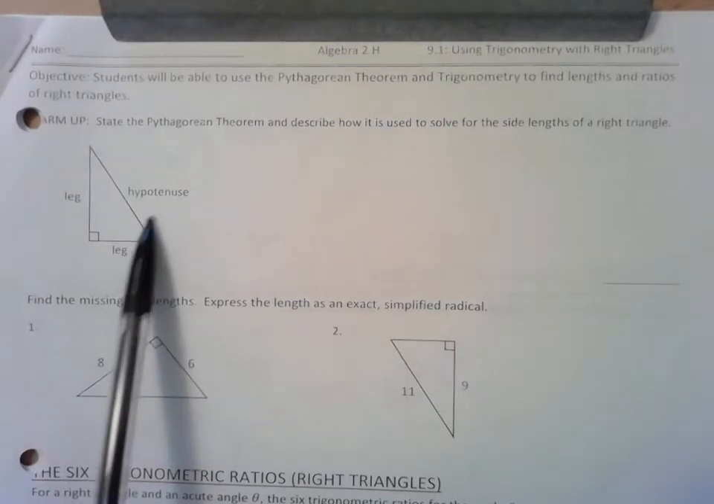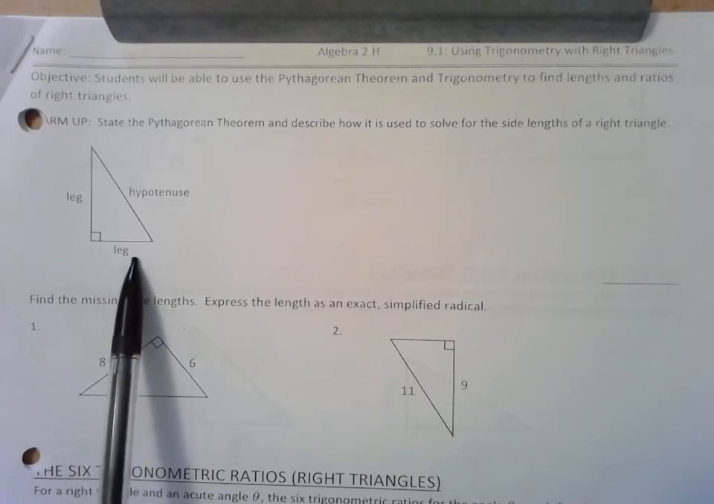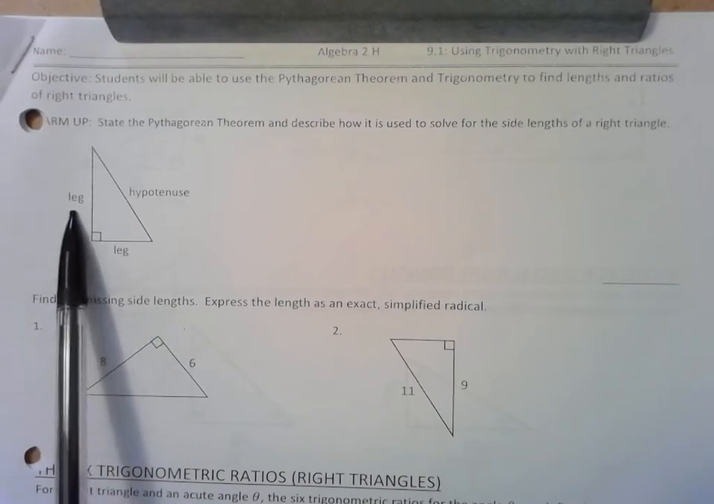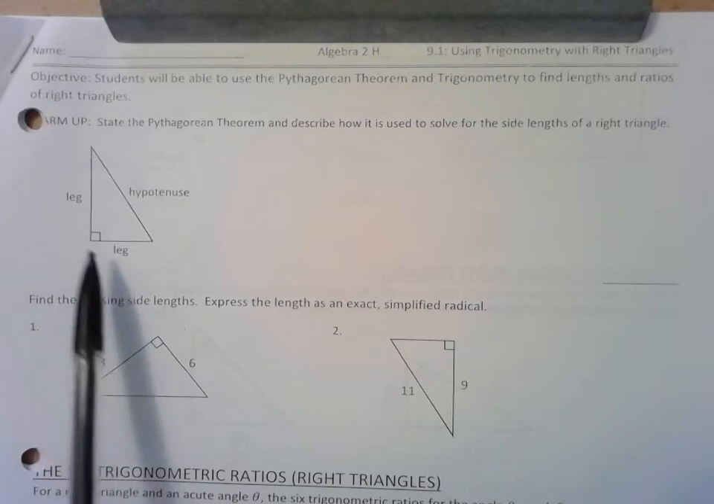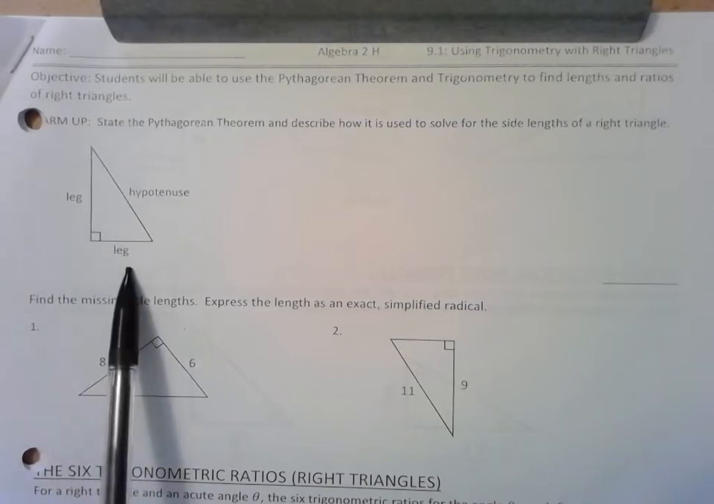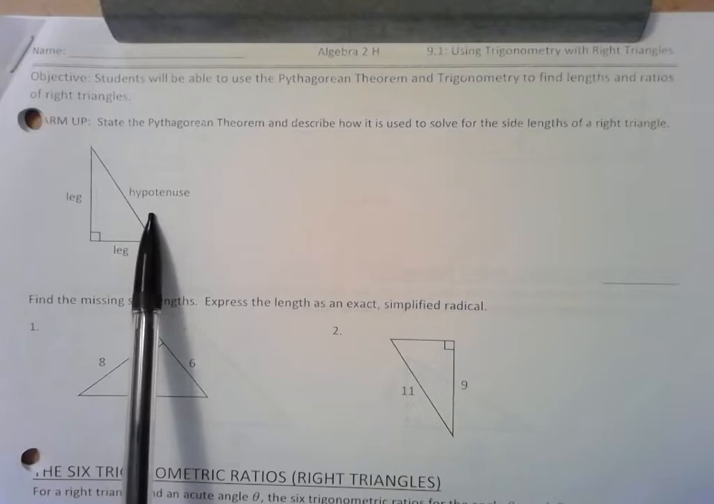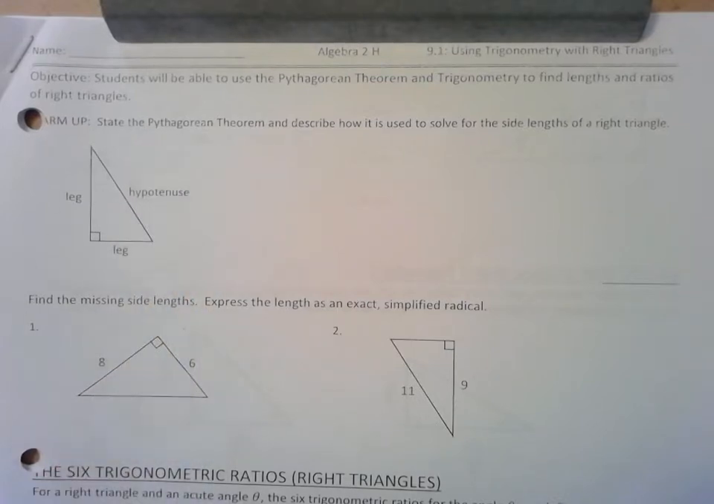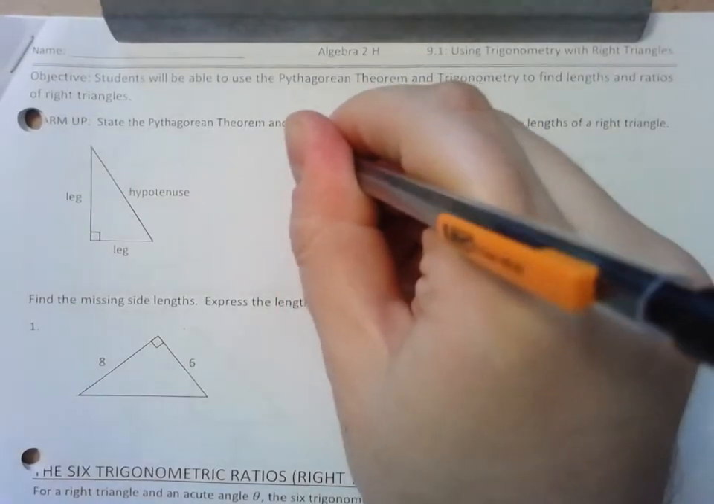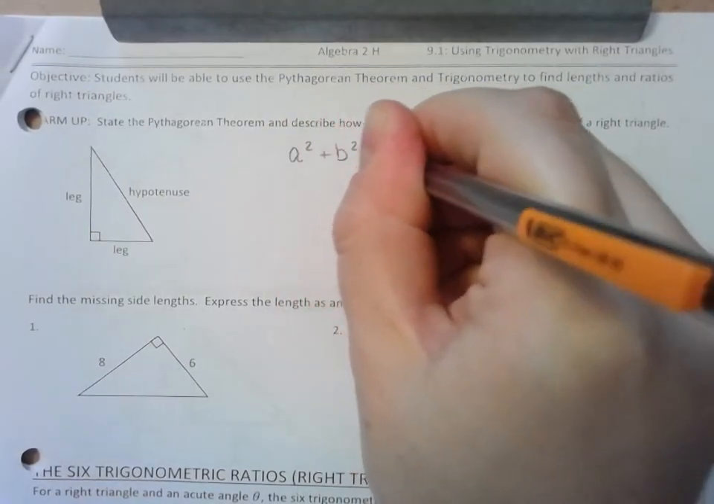The hypotenuse is always across from your 90-degree angle, and the legs are the two sides that make up your 90-degree angle. Now, one of the sides might be larger than the other, or they might be the same. We don't know if it's not marked, but we do know that the hypotenuse is the largest side. When we use the Pythagorean Theorem, as the directions ask us to do, it says state the Pythagorean Theorem. It says a squared plus b squared equals c squared.